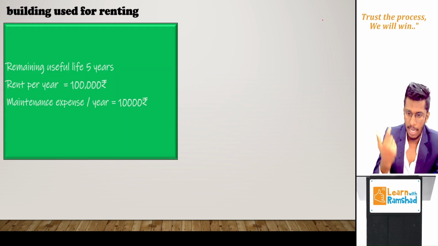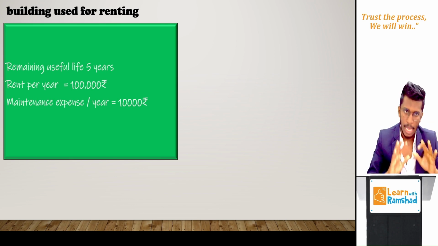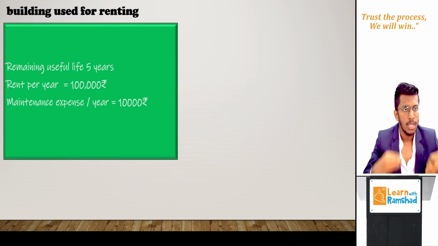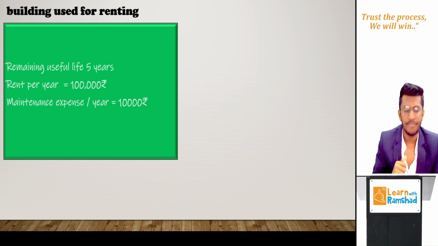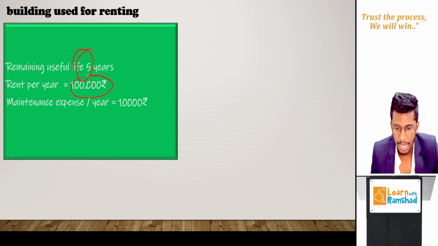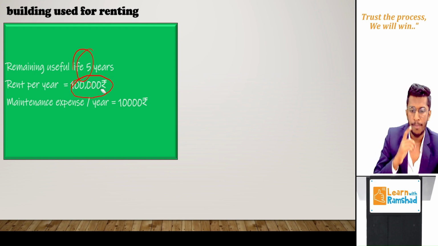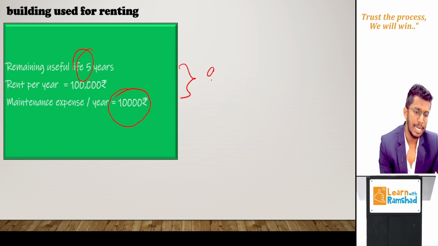Let's say another example. You have a building which is solely used for renting. So how will you get the benefit? You will get the benefit in the form of rent income. Remember, you have a building which has a remaining life of 5 years. Every year you have an annual rent income of 1 lakh, but you have a maintenance expense of 10,000. Remember, every year you get 90,000 net cash flow.